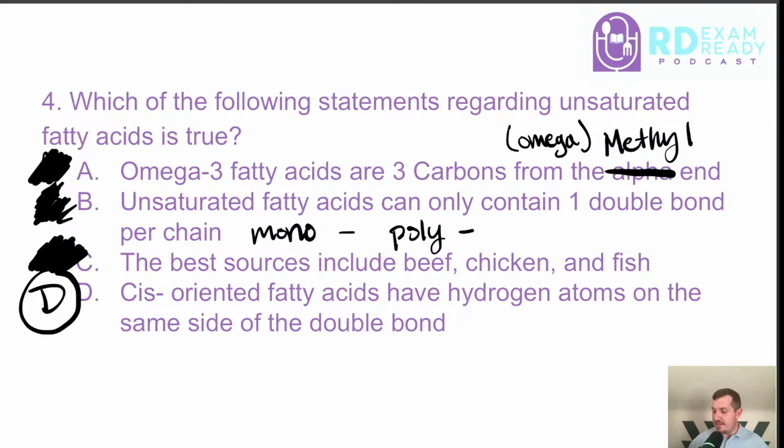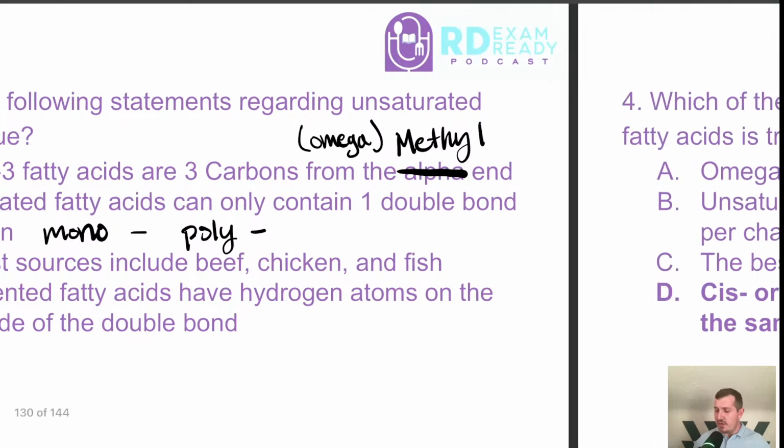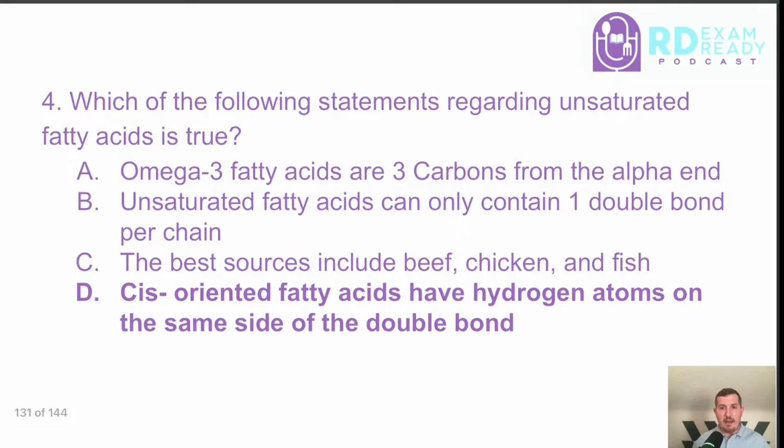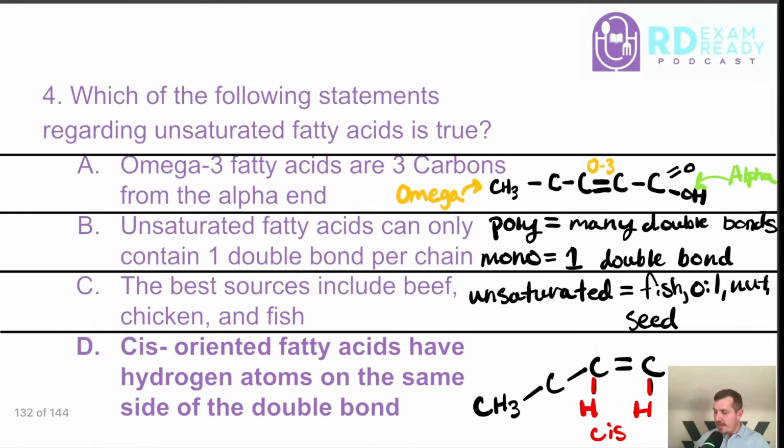Cis-oriented fatty acids have hydrogen atoms on the same side of the double bond. Nice and challenging here. Let's learn about this together, folks, and let's go through and find out why this is the best answer together, okay? All right, so let's start out with A. Omega-3 fatty acids are three carbons from the alpha end. That's what the question said, but that's a false statement.